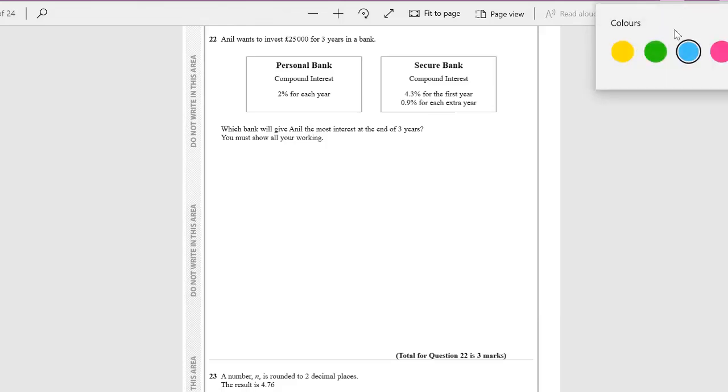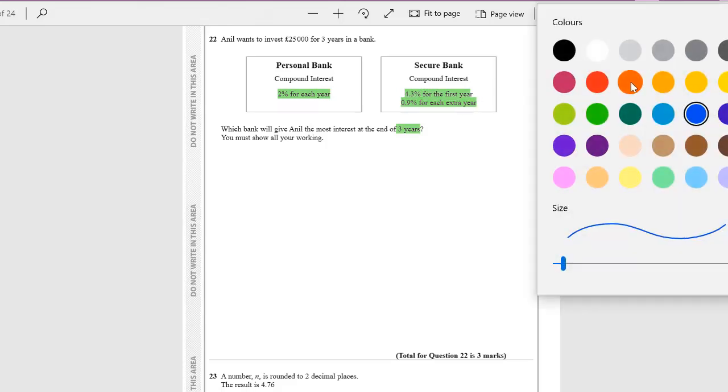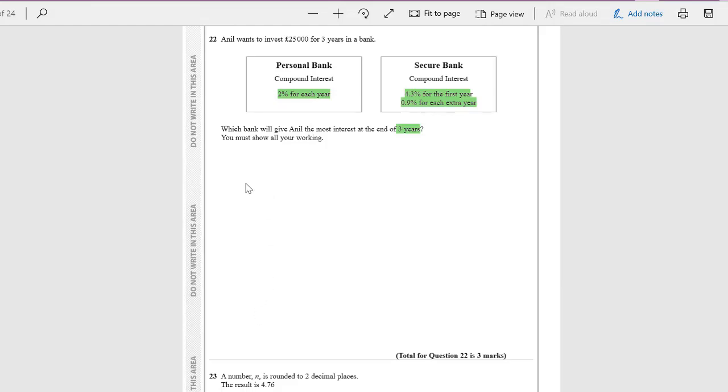So I'm just going to highlight some stuff for myself. So I think it's important. So 3 years, so 2%, 4.3%, 0.9% for the following years after that. So what we're going to do is use the compound interest formula. So we take 25,000 multiplied by 1.02 to the power of 3.